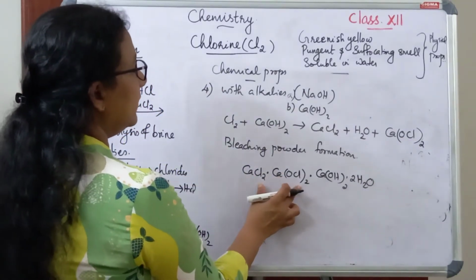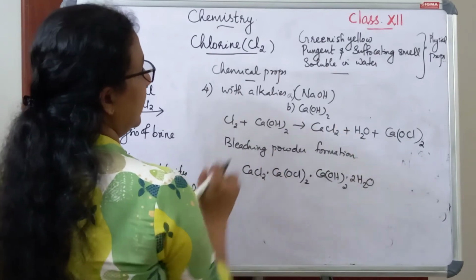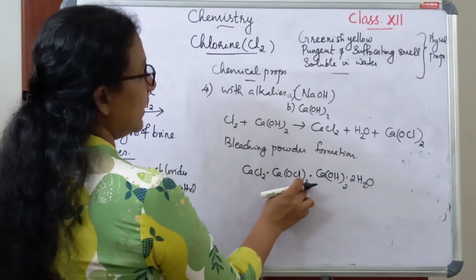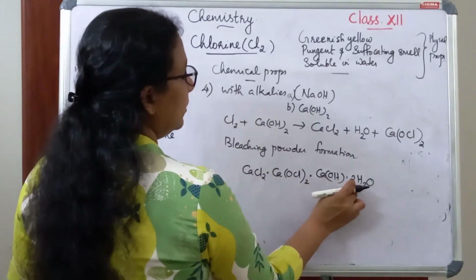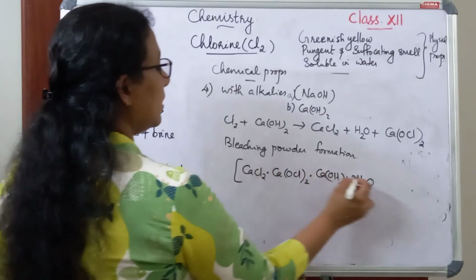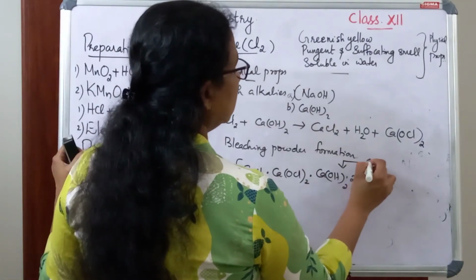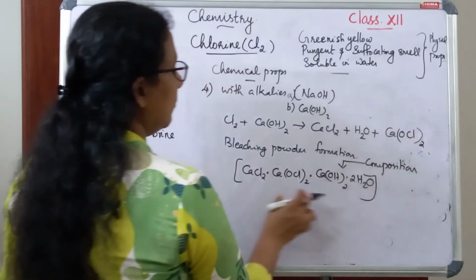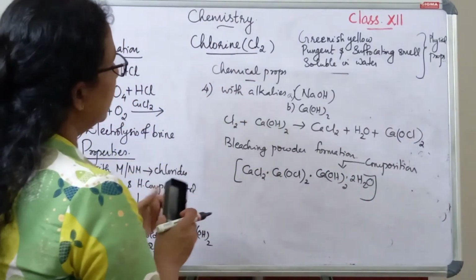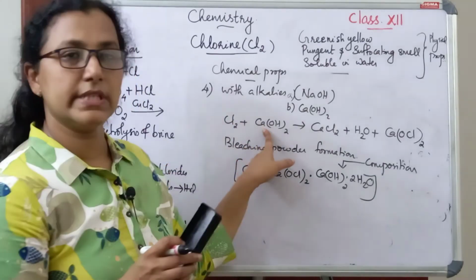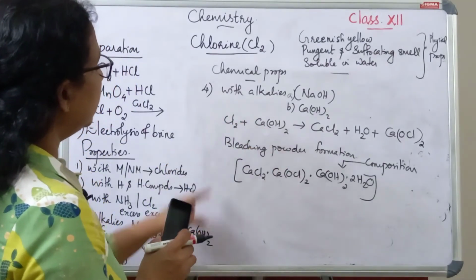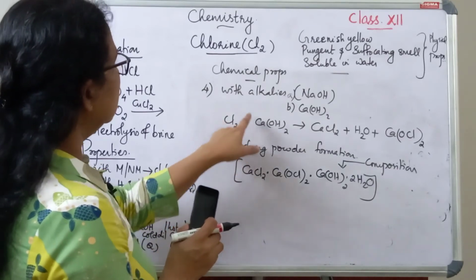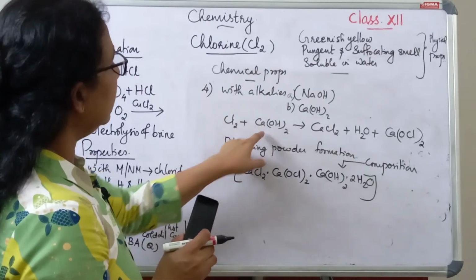So this can be written from this equation: CaCl2, Ca(OCl)2, Ca(OH)2 dot 2H2O. This is the composition of bleaching powder. So bleaching powder is produced when chlorine is passed through slaked lime. This is the preparation method of bleaching powder, and this is the reaction of chlorine with another alkali, slaked lime.